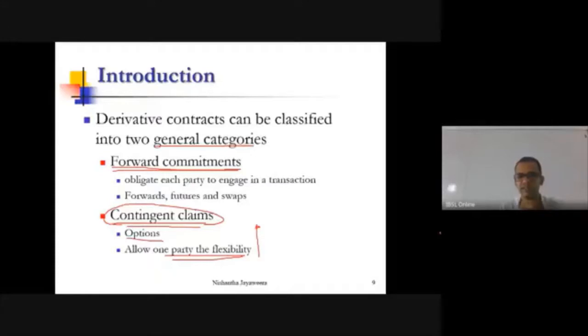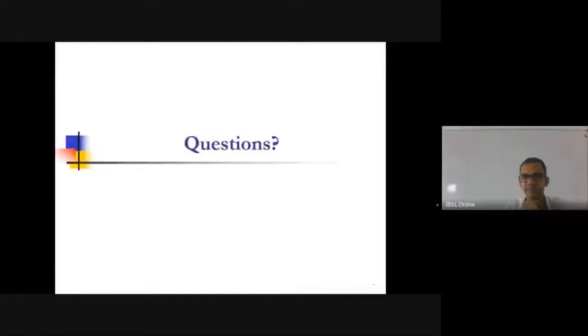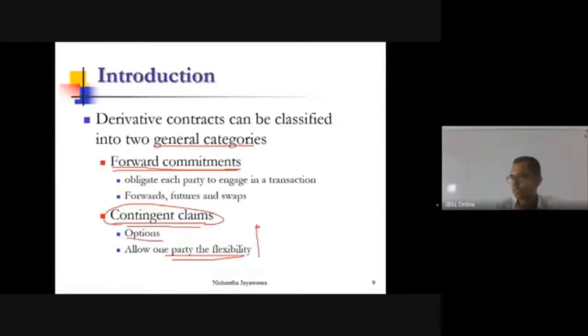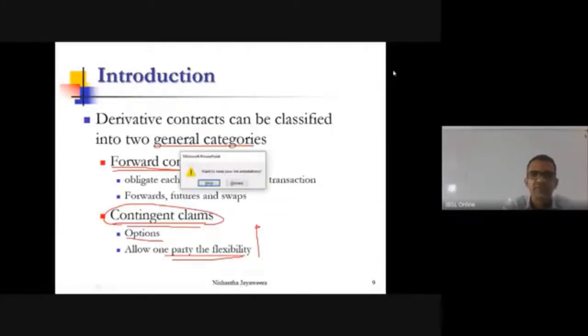It's nothing contingent. That is a must to do. But in the contingent claims, it is something based on the market condition, whether the buyer will make a claim or not, and then the exchange of cash or asset would take place. So this is the basic about derivatives. Any questions?